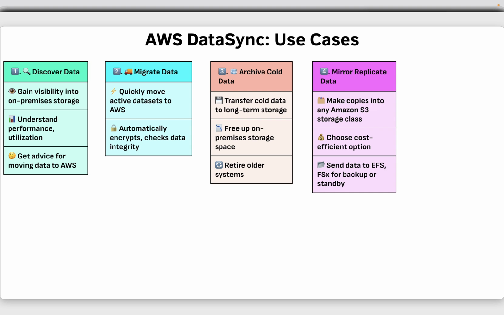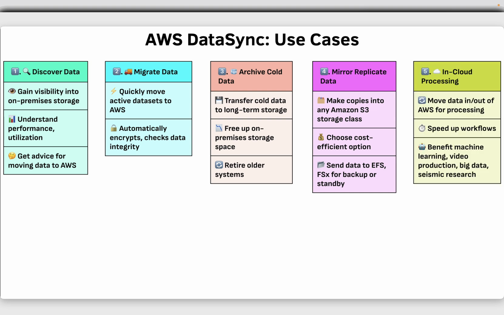Fourth use case is to mirror or replicate data. So you can make copies of your data into any Amazon S3 storage class, which allows you to choose the most cost-efficient option for your needs. You can also send data to Amazon EFS, FSx for Windows File Server, FSx for Lustre, or FSx for OpenZFS to create a backup or standby file system.